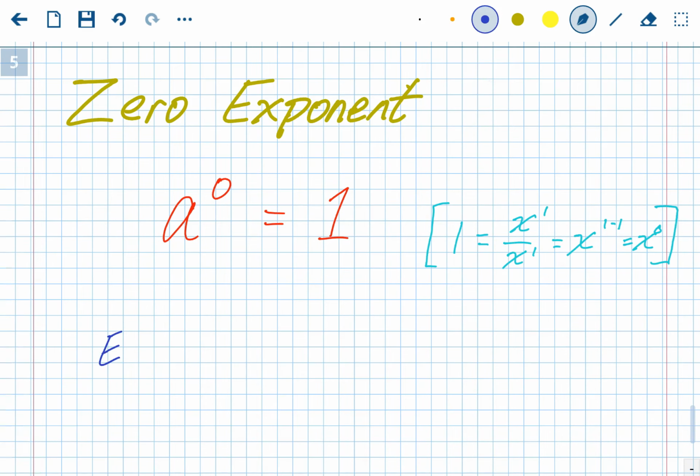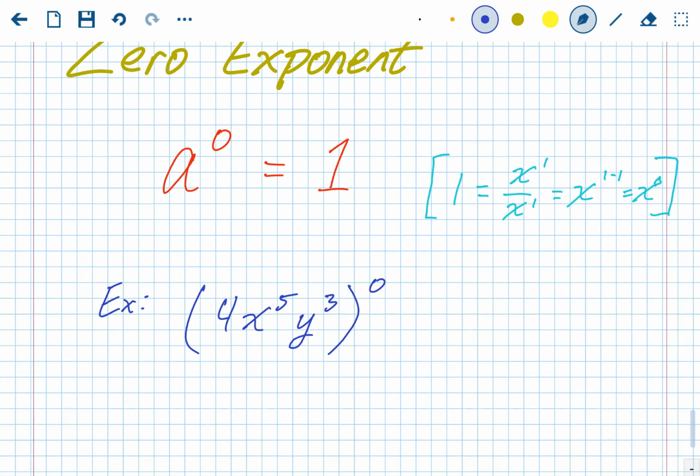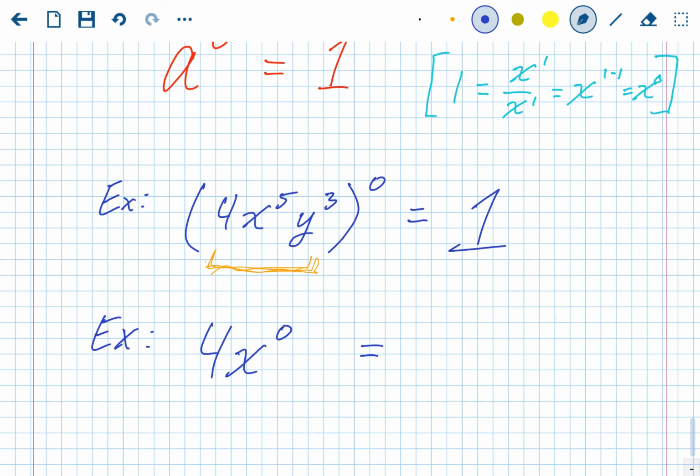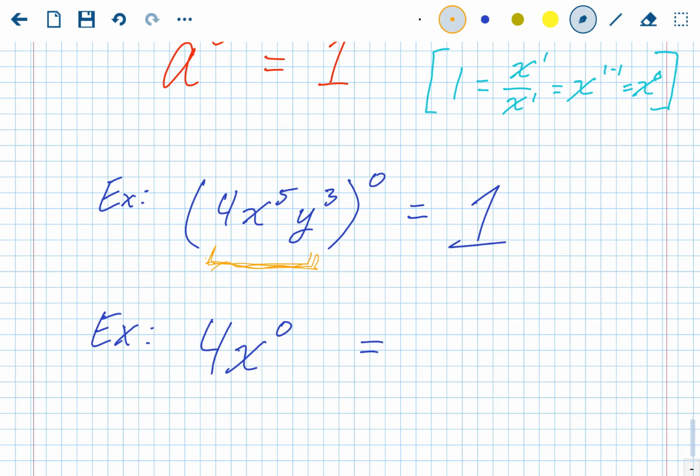People still miss this though. Let's look at another example. Let's say we have 4 x to the 5th, y to the 3rd, to the 0 power. Well, anything to the 0 power, it doesn't matter that this is a big long base. It's actually 3 bases, each one raised to the 0 power, so the answer is going to be 1. Then one last one. What if we have 4 x to the 0 power? This one's not 1.